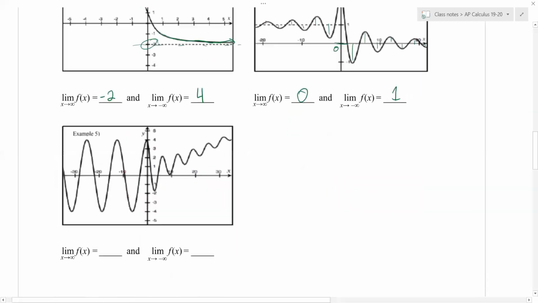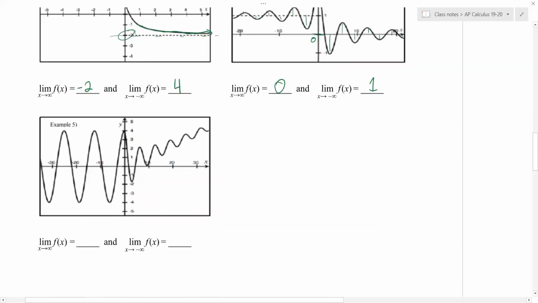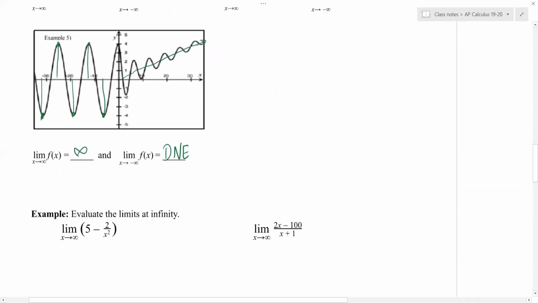In this case, we have oscillating behavior as well. But our center line here is increasing. As we go to the right, we keep going up and up and up. So as x approaches infinity, the limit of f of x is infinity. As we go to the left, our amplitude is staying the same. We still keep going from -4 to +4, to -4 to +4, to -4. It's going up and down and up and down. So in this case, the limit does not exist.